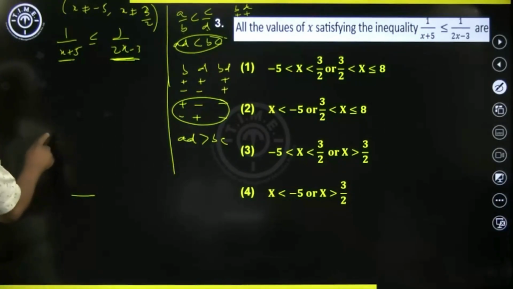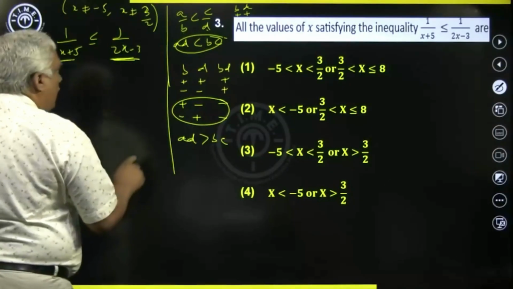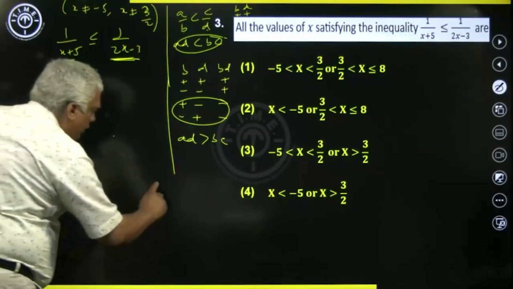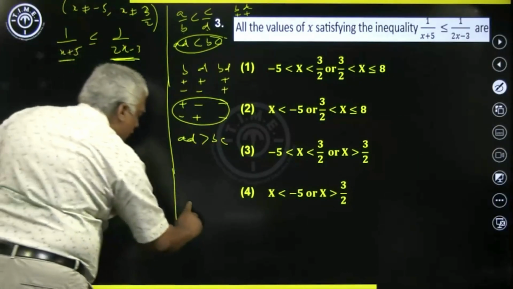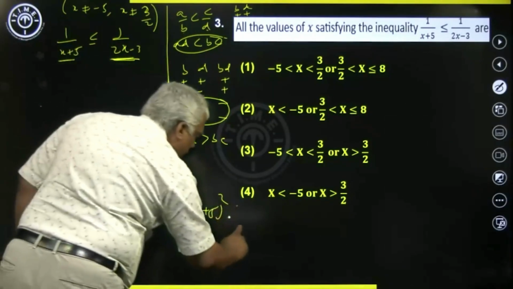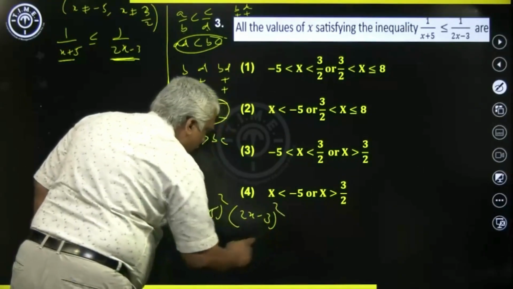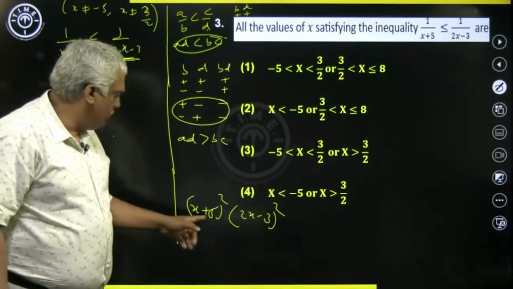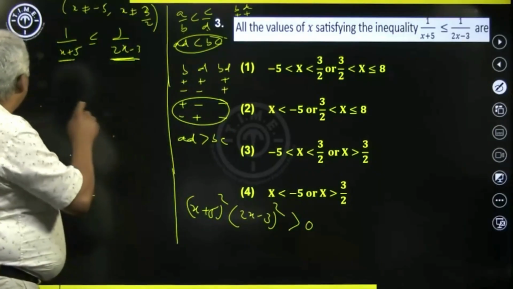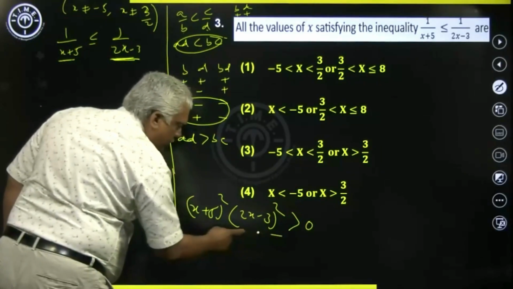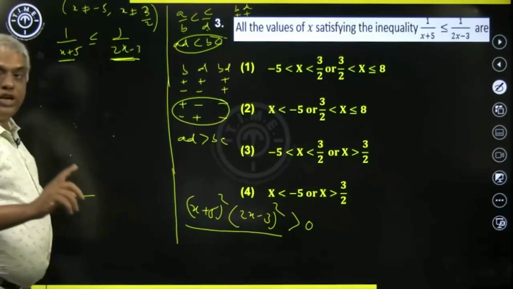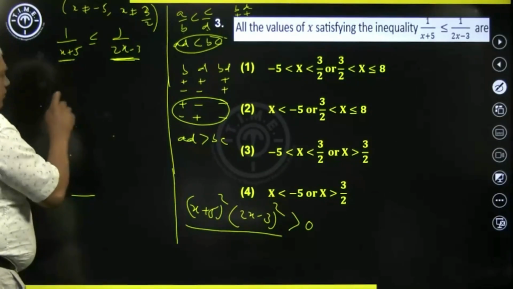Now, I cannot cross multiply, but what I can do is, just a minute. Basically, x plus 5 the whole square, into 2x minus 3 the whole square. These two whole squares are always positive, because of the whole square. I am multiplying both sides by this number, I mean x plus 5 the whole square into 2x minus 3 the whole square.